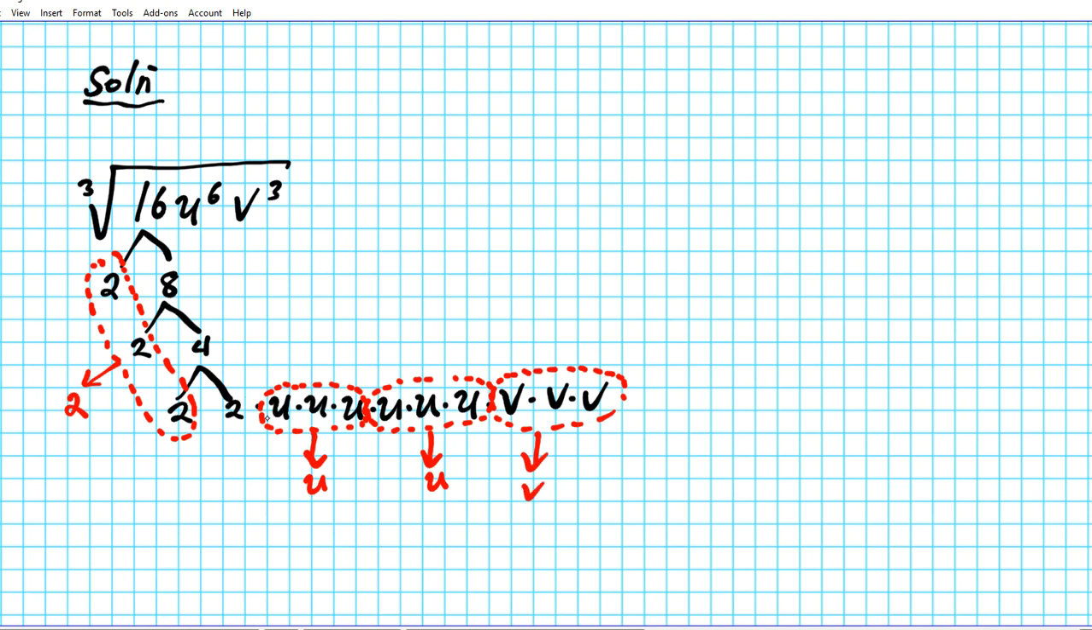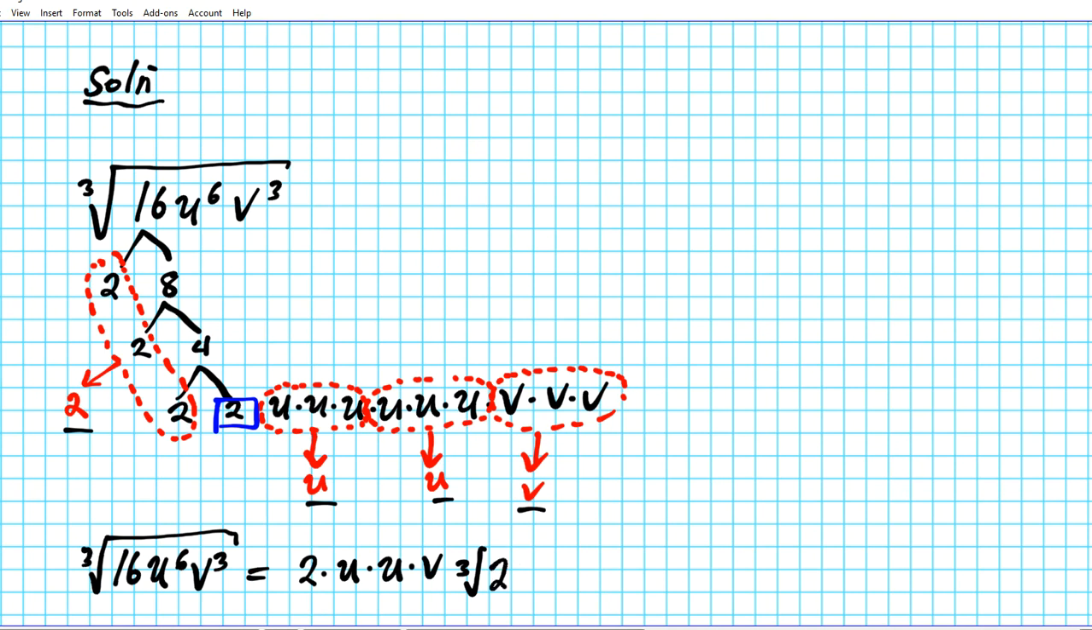Okay? Now this 2 doesn't have any partner to break out with. It just stays behind as a radicand component. So final answer, the cube root of 16u to the 6th v to the 3rd is 2 times u times v. These are the factors that repeated themselves 3 times in their prime factor decomposition. So 2 times u times v times the cube root of what stays behind, which is just 2.